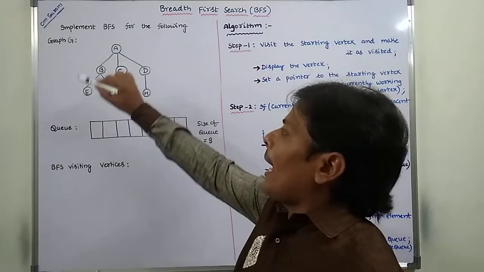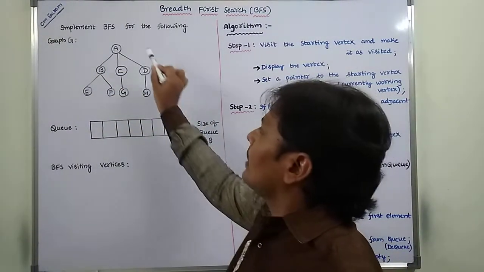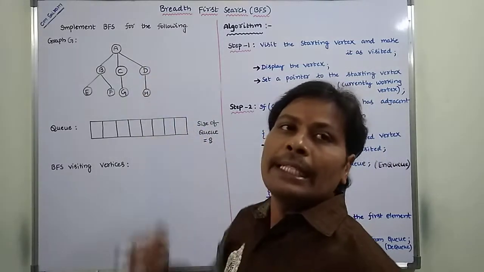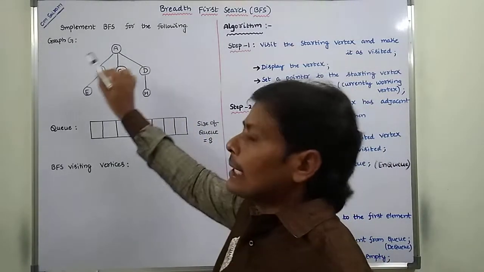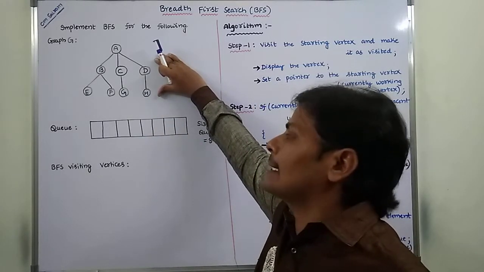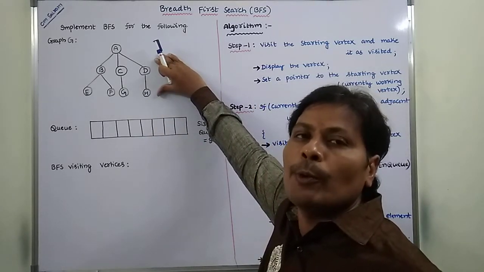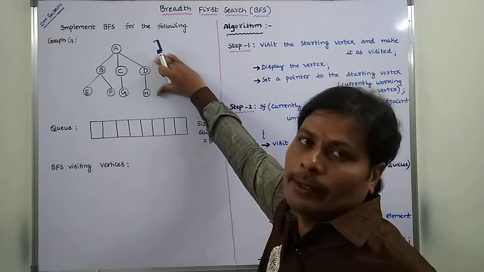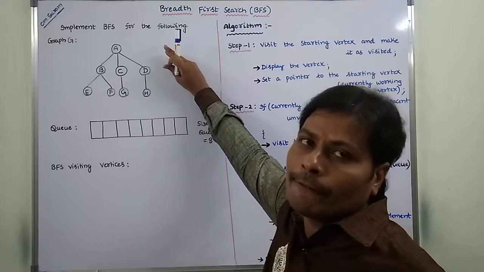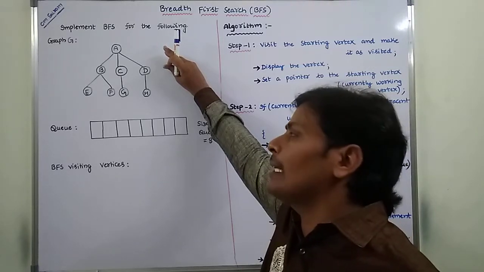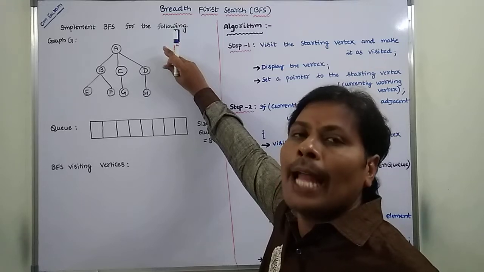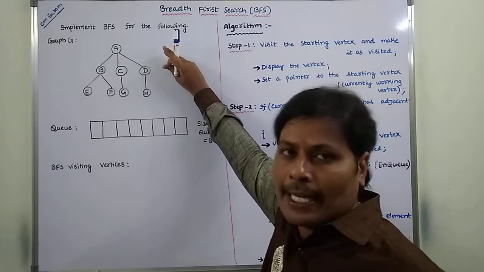Now, this is the example graph. On that example graph, we have to implement BFS. To implement BFS on this graph, we have to use the Queue data structure. Queue follows a principle called first in, first out. Which element enters into the queue, that element is taken out from the queue first.